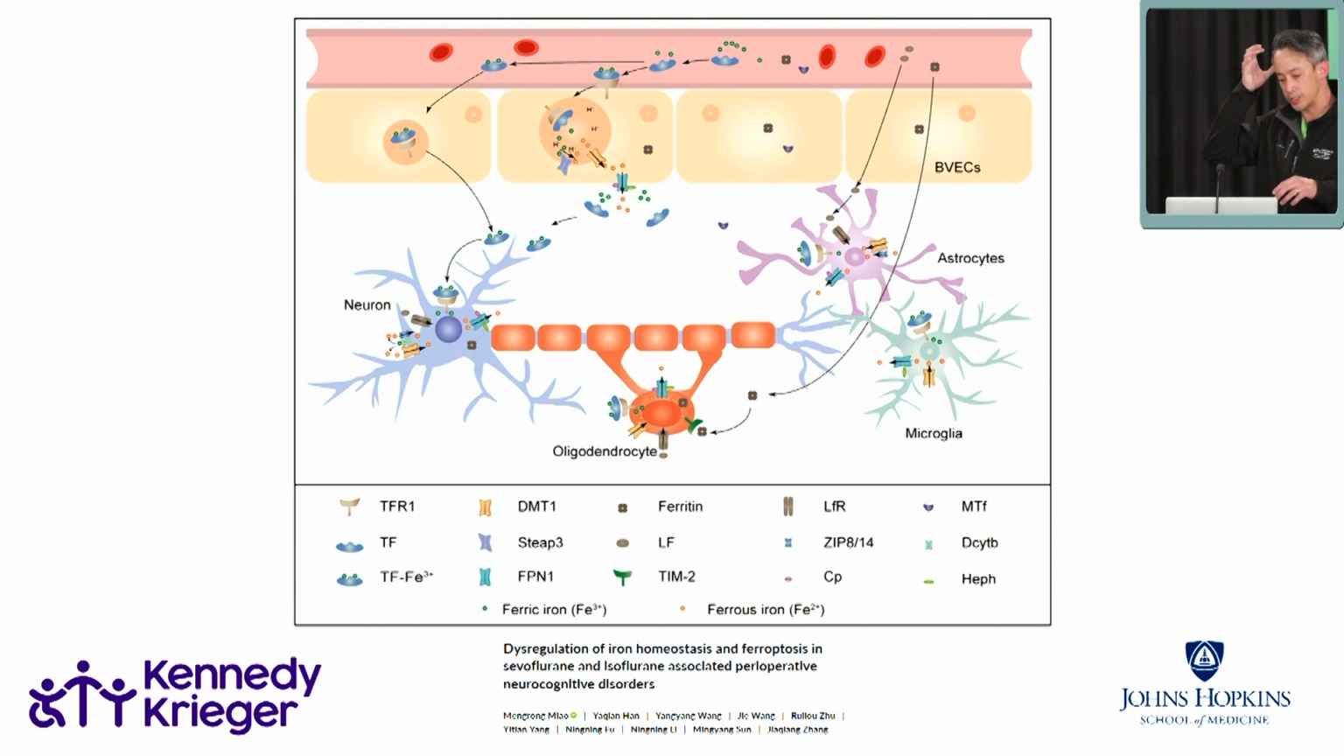As it turns out, our brains process lots of iron. Myelin takes in lots of iron. Microglia take in lots of iron and metabolize it. Activated microglia suck up a lot of iron to do various things like help kill off bacteria and things like that, and pathogens.